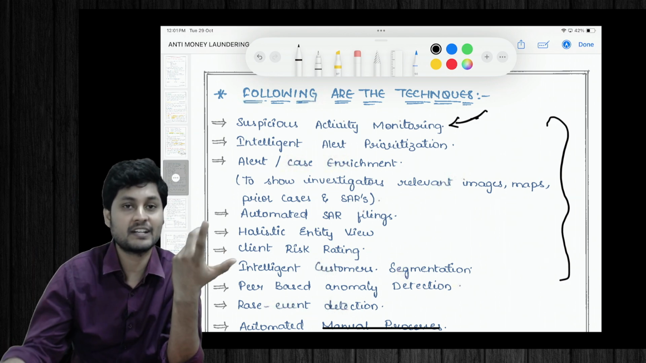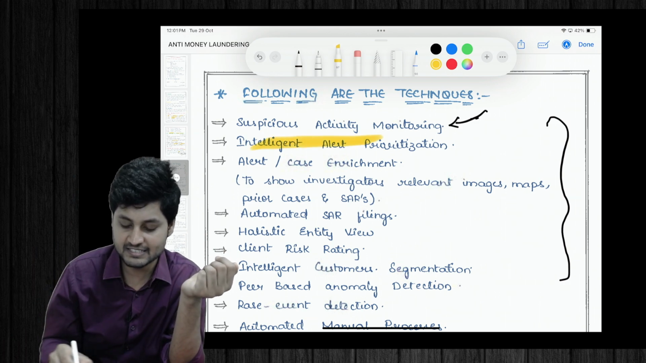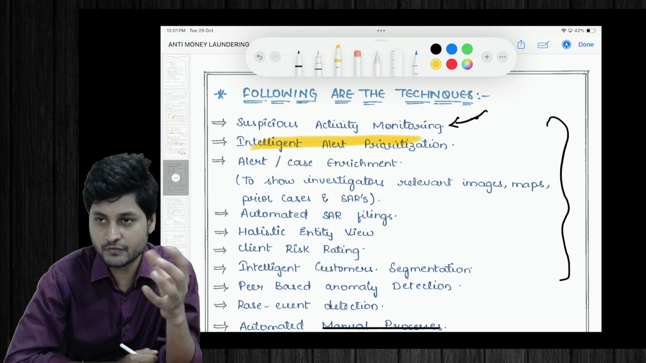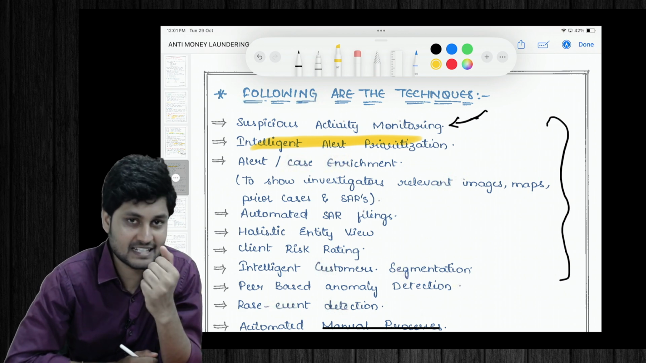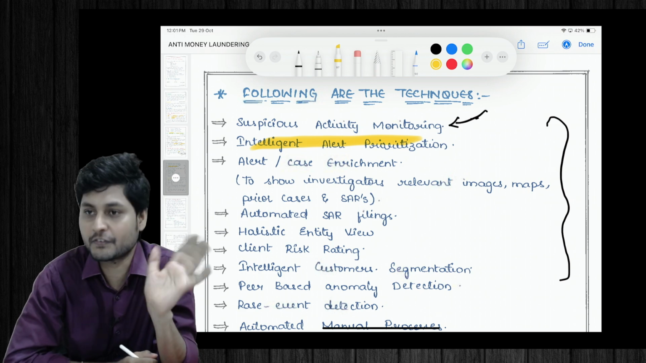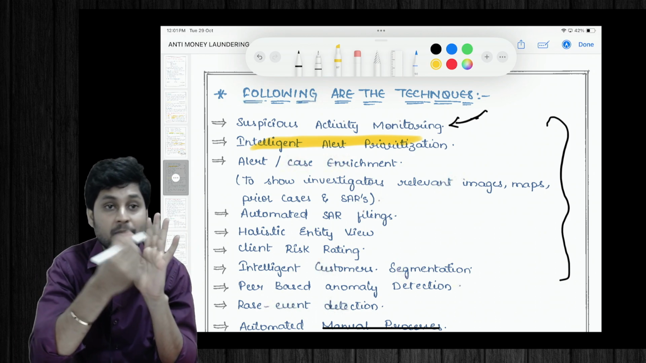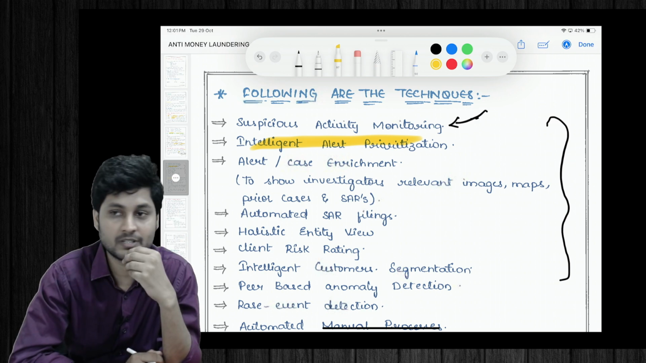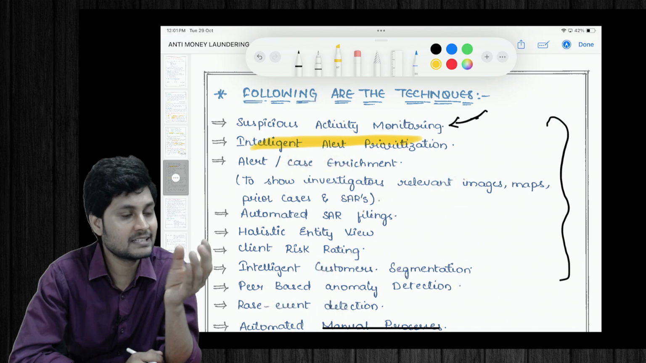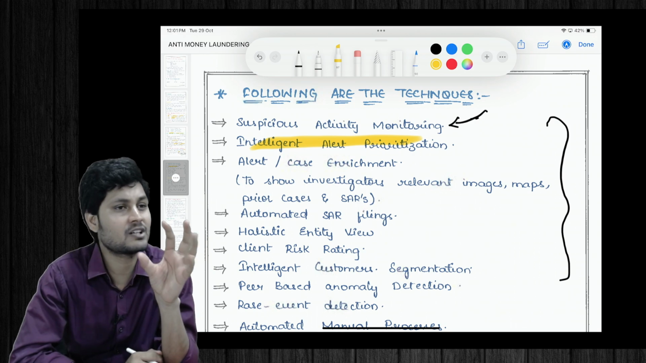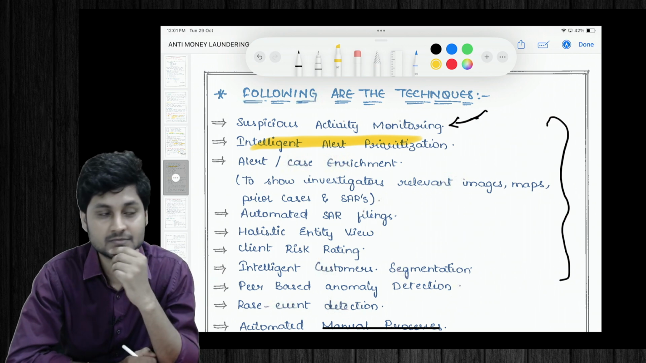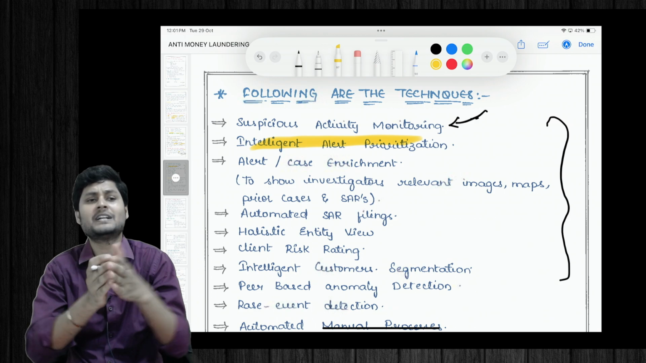What is the meaning of intelligent alert prioritization? In the process of identifying the suspicious transactions, we may obtain 10 or 15. Out of that, it will prioritize based on the importance, based on the high value. Some normal activities are there, those are not very significant. Some terrorism activities should be prioritized. Money laundering may be because of multiple crimes.